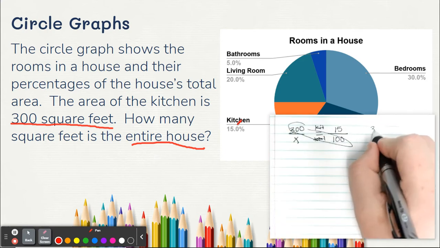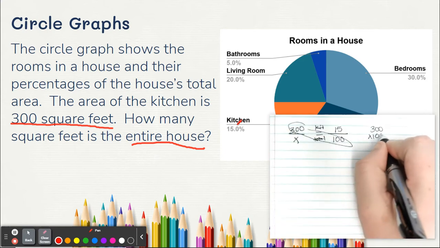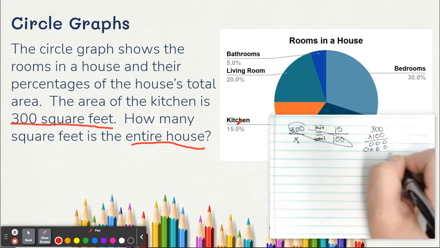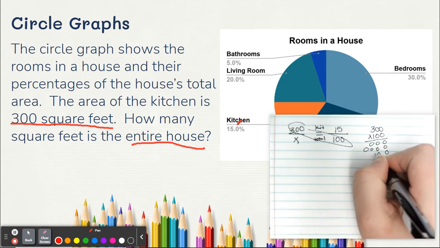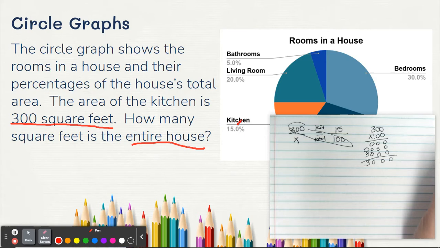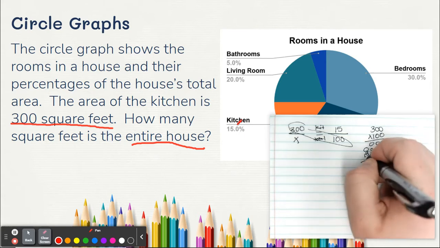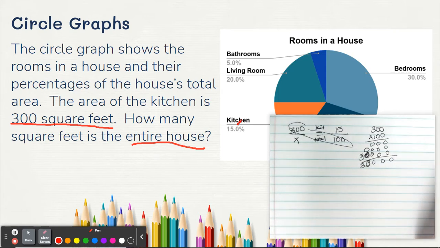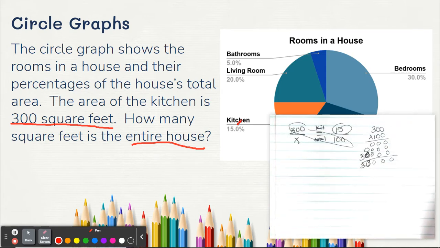300 times 100 is 30,000, and then divide by 15.